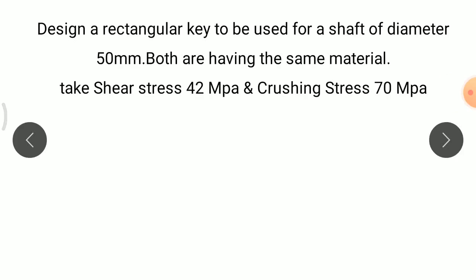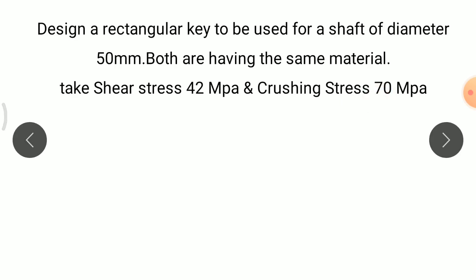In last lecture we discussed the design procedure, an introduction to the design of keys, and different types of keys. In this lecture we are going to discuss one numerical on a sunk key, and the statement for that is: design a rectangular key to be used for a shaft of diameter 50 mm. Both the key and shaft have the same material. Take shear stress as 42 megapascal and crushing stress as 70 megapascal.